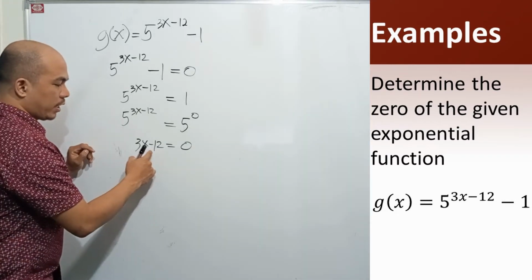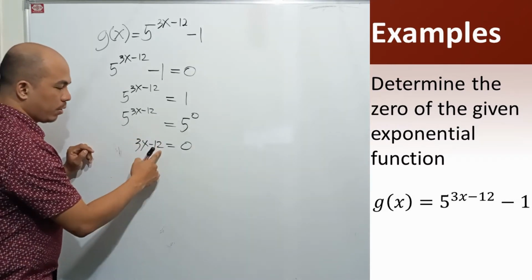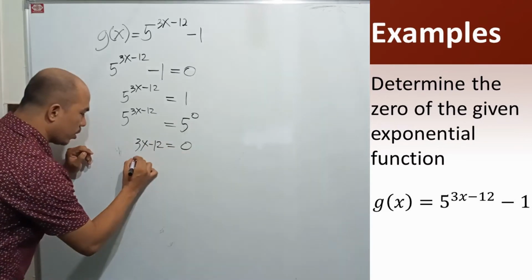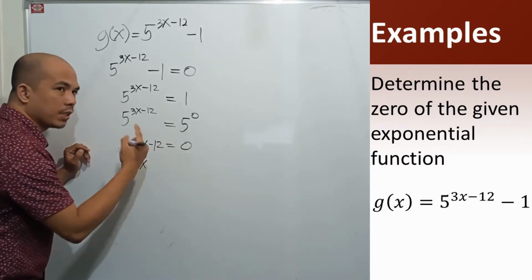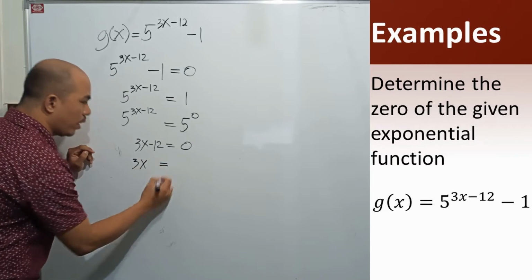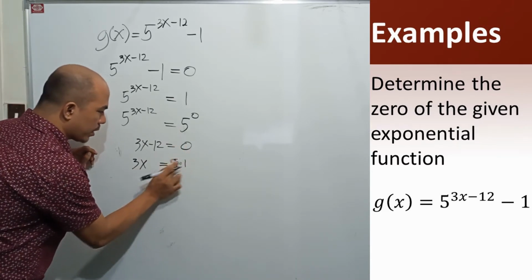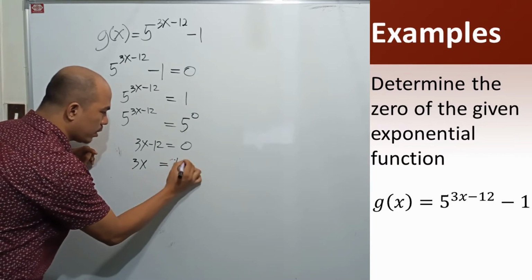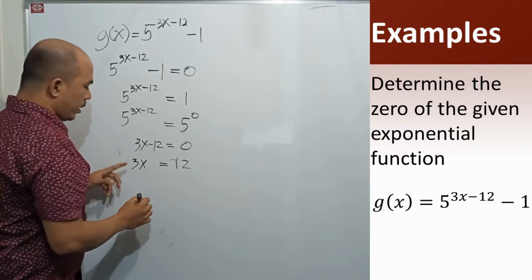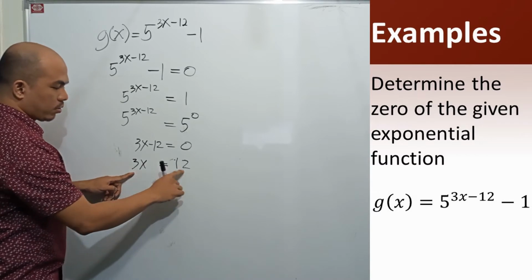So first, tanggalin natin yung negative 12. So magpa-plus 12 tayo dito, plus 12 sa kabila. So it will become 3x, negative 12 plus 12, that is 0 na, equals. Dito 0 plus 12, so that is plus positive 12. Hindi na natin dinalagay, so that is 12 na lang. Okay? And then, 3x is equal to 12.